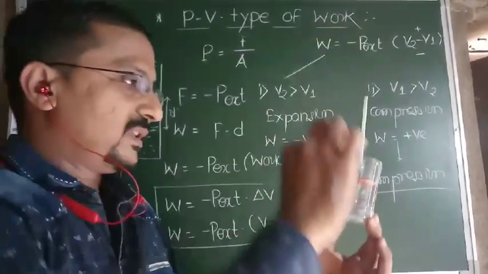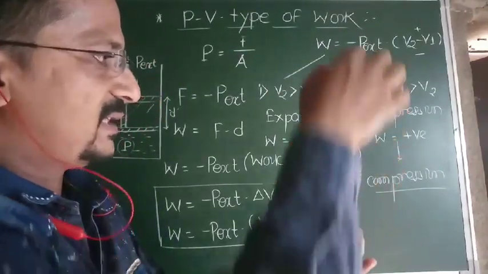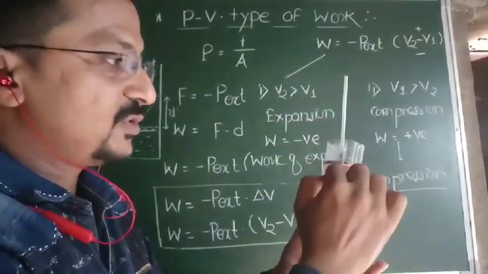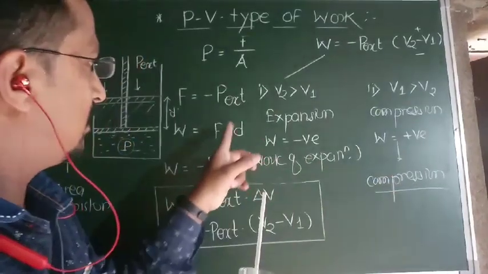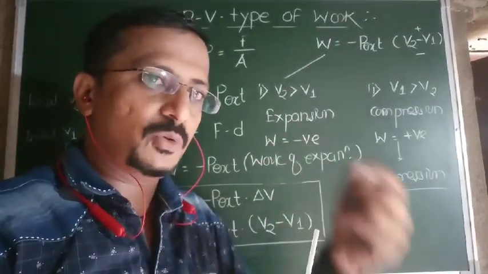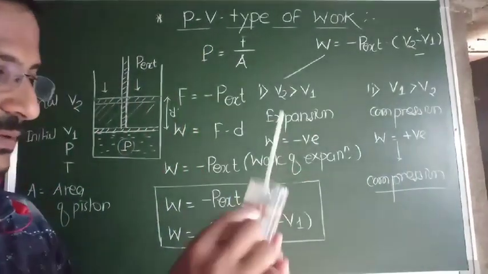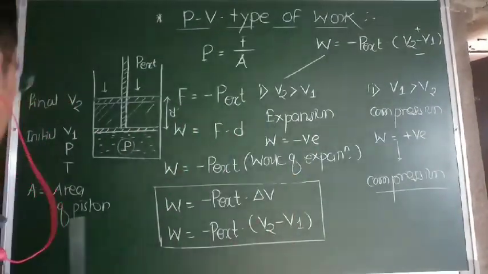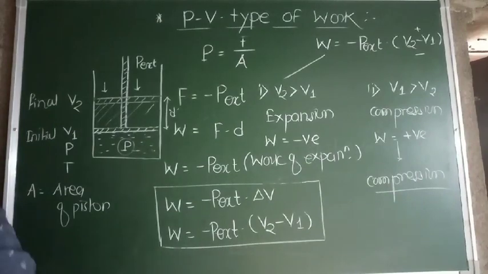Isn't it? So this gap is nothing but delta V. That is the area of the piston multiplied by the distance through which it moves. It is area into distance. It is the change in volume, delta V. Okay, so in this way we can study the pressure volume type of work.